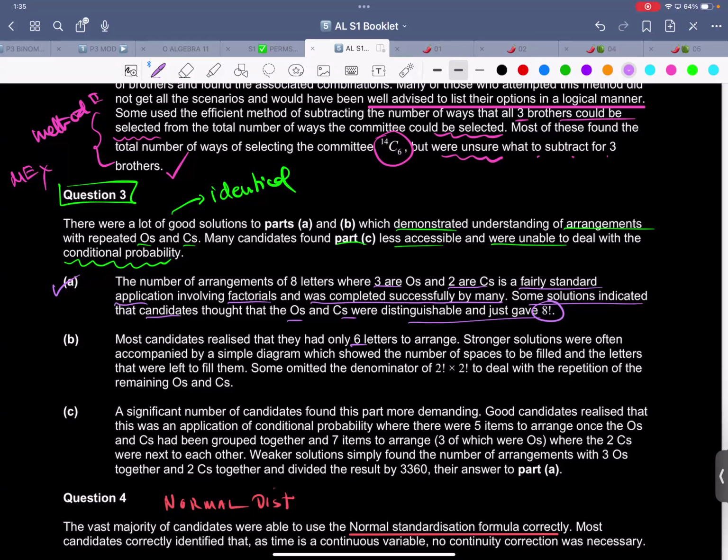Stronger solutions were often accompanied by a simple diagram which showed the number of spaces to be filled and the letters that were left to fill them. So that is the box concept. Some omitted the denominator of 2 factorial times 2 factorial to deal with the repetition of remaining O's and C's.